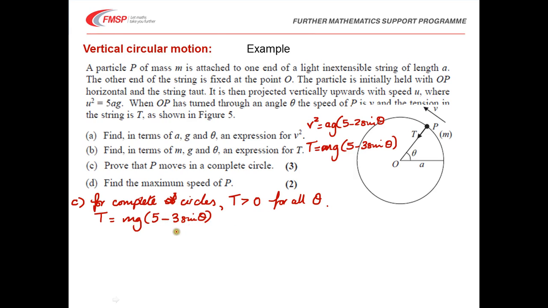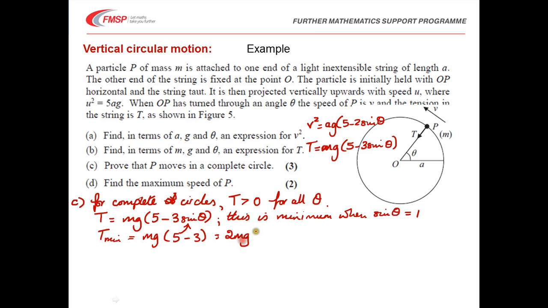Now that expression is minimized when sine theta is maximized because we're subtracting it here. So we can say this is minimum when sine theta is maximum, which is a value of 1. So T min equals mg times 5 minus 3 times 1, which is 2mg, and that's greater than 0 for all theta. And that's what we need to do in order to show that it completes full circles. That confirms what we said in our initial statement here.